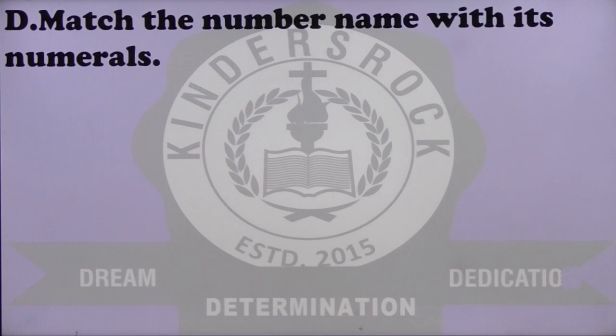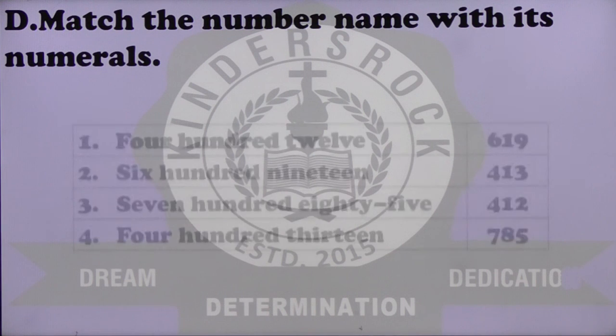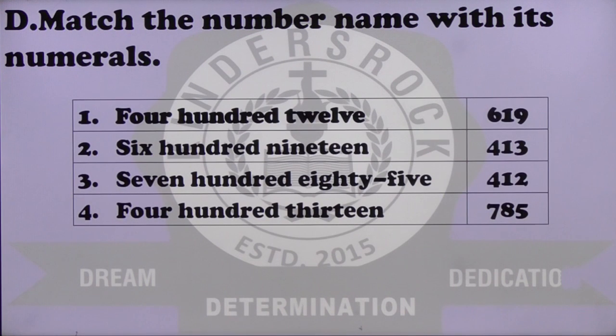Match the number names with its numerals. It's very simple. You have to match the number names with its numerals. The first number name that is given is 412. In the numeral section you will have to find out. That is given as an example. There we have 412. That's the one. Then the rest you have to do yourself.